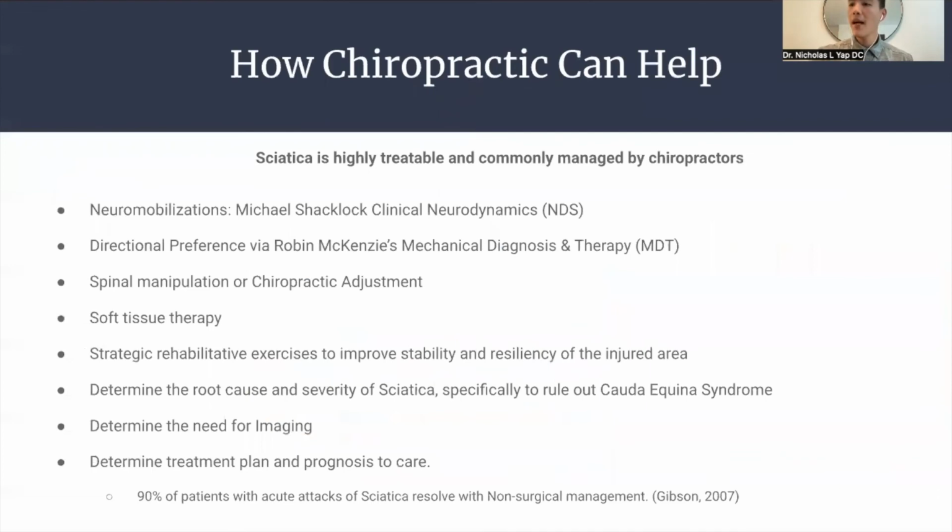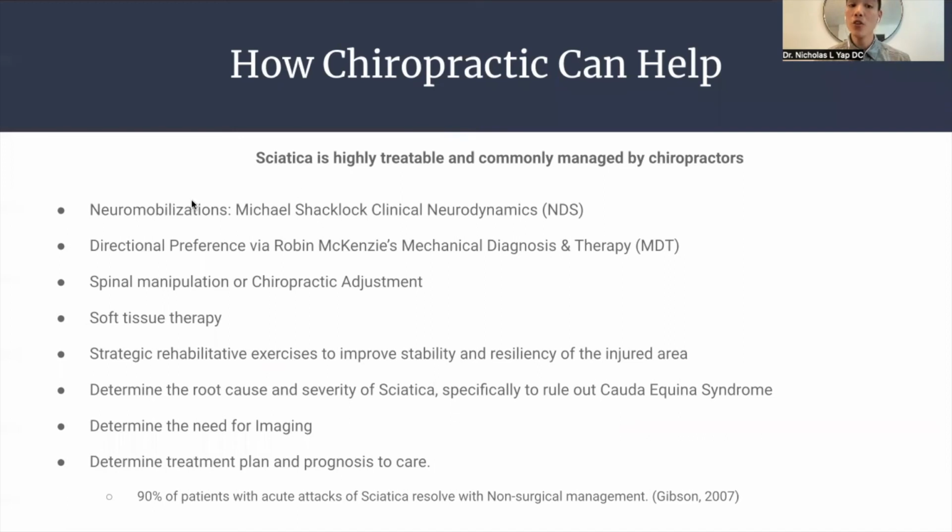Now, how can chiropractic help with sciatica? Sciatica is highly treatable and very commonly managed by chiropractors as experts in the neuromusculoskeletal system and of the spine. At Total Body Health, we tend to apply a number of therapies, not just spinal adjusting or chiropractic adjustments, to help with disc injuries or sciatica.